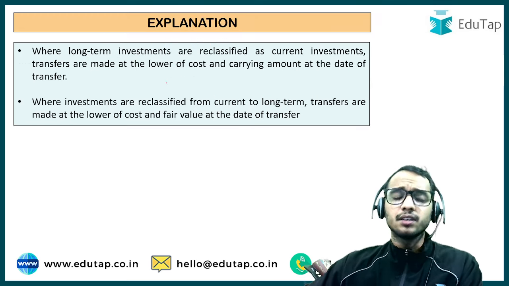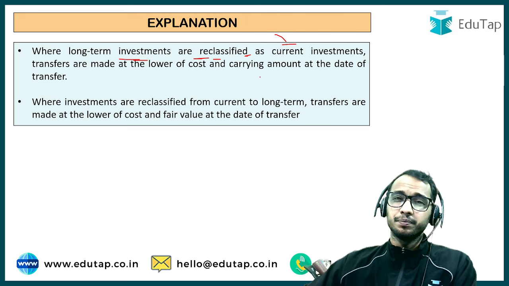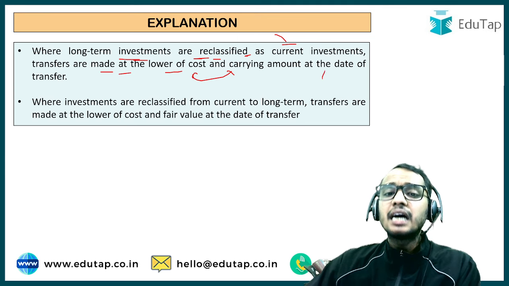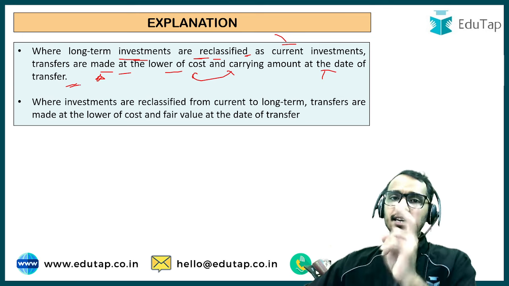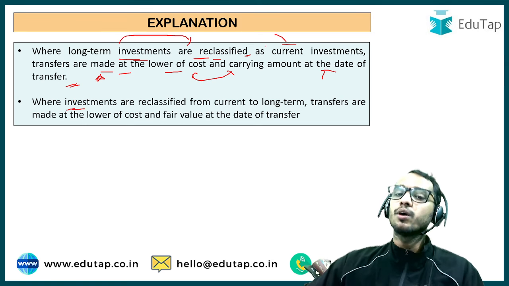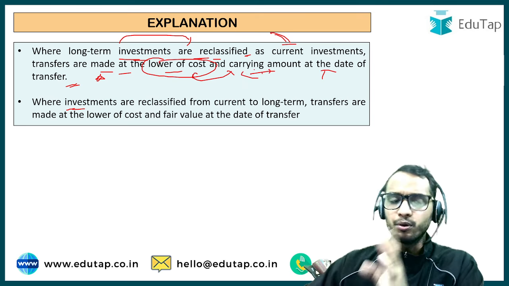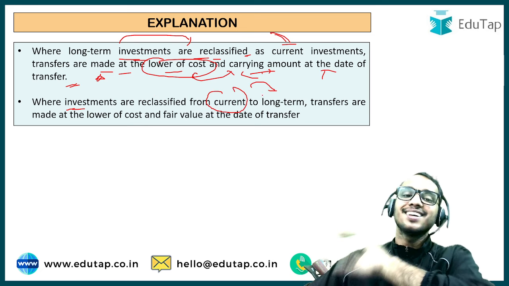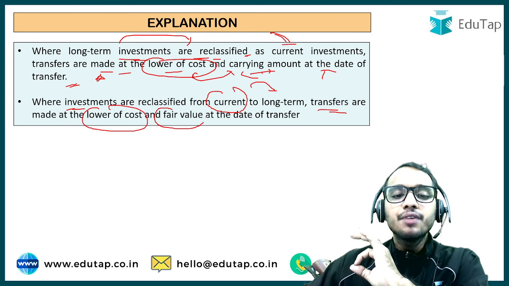The accounting standard says that where long-term investments are reclassified as current investments, transfers are made at the lower of cost and carrying amount at the date of transfer. That was the first provision. But if you are reclassifying your current investment to long-term investment, then the transfer should be made at the lower of cost and fair value at the date of transfer.